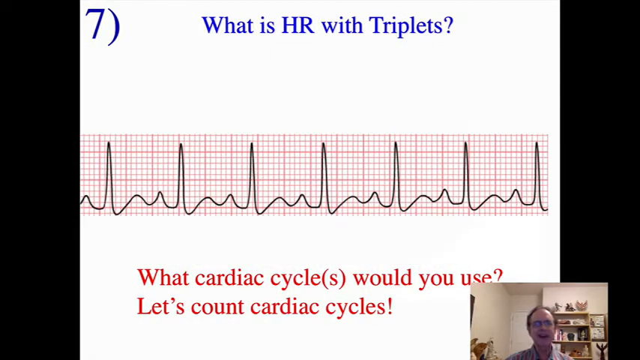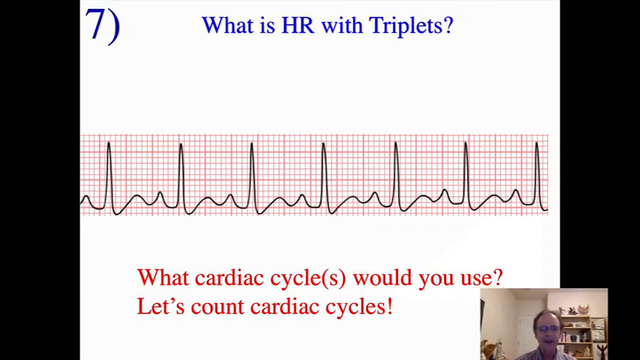All right, number 7. Here's number 7 on your exam. What is heart rate? Just with triplets. All right, the question below says, what cardiac cycles would you use? All right, let's count cardiac cycles. Remember, working left to right, cardiac cycle is PQRS. It's basically one heartbeat. So let's count cardiac cycles. Here's 1, here's 2, here's 3, here's 4, there's 5, there's 6, there's 7.